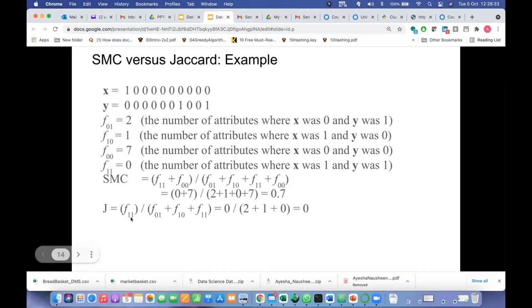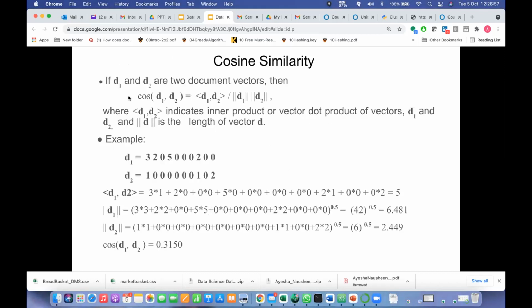So Jaccard similarity is F11. F11 here is 0 because no column is 1, 1 in this. That's why Jaccard similarity is 0, but simple matching coefficient is 0.7. So these two are the same if you consider SMC, but if you consider J, they are not the same at all. That is the difference between Jaccard similarity and simple matching coefficient.